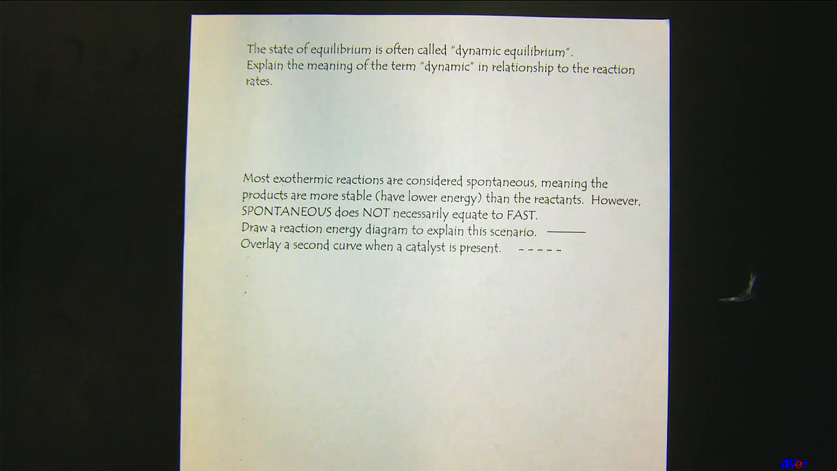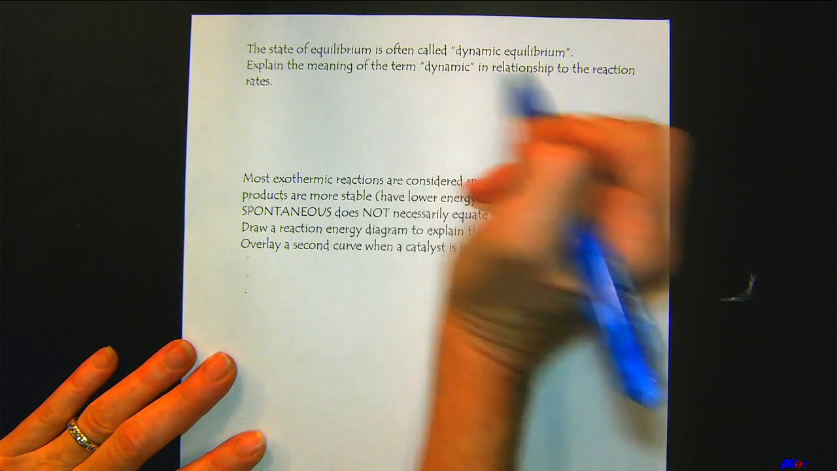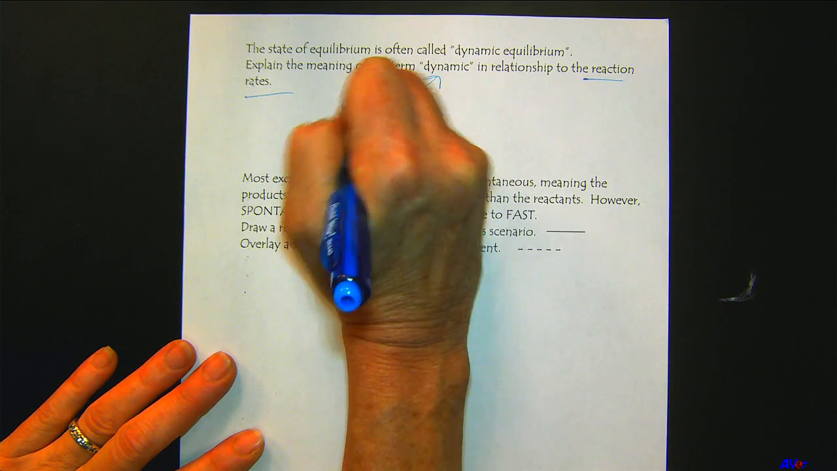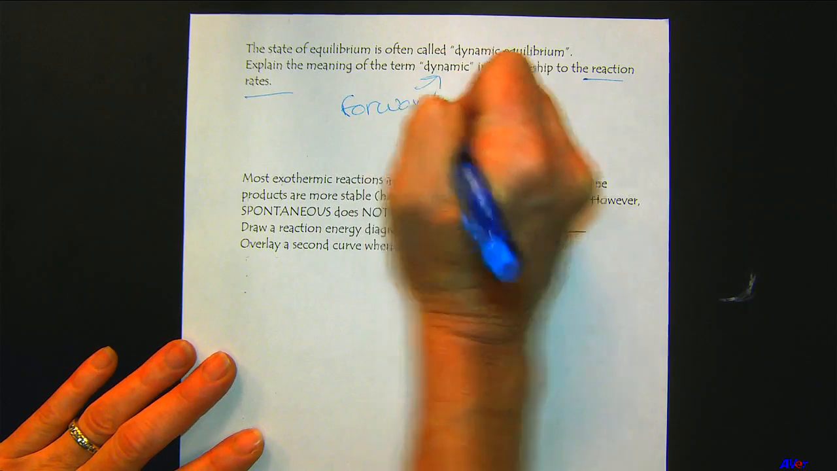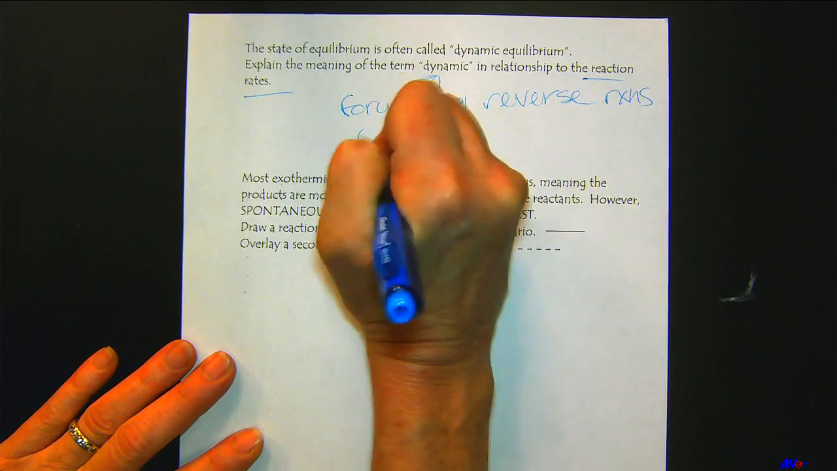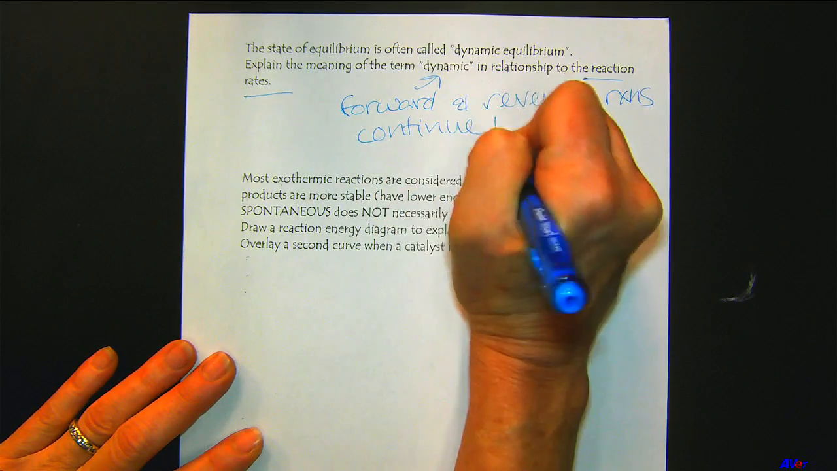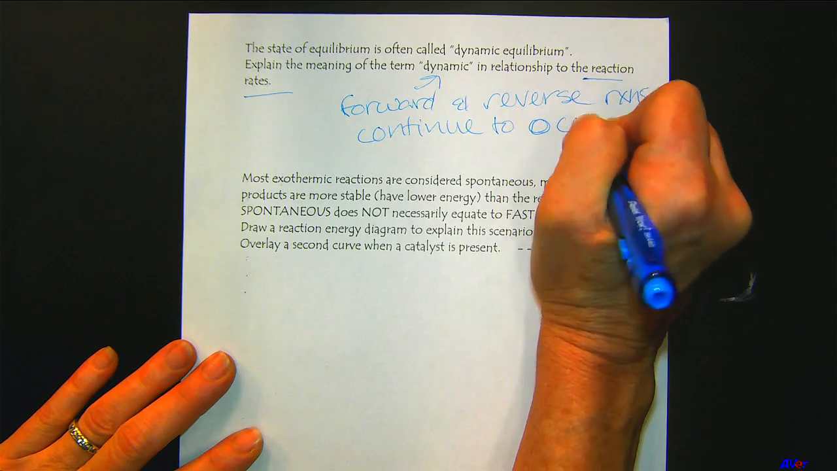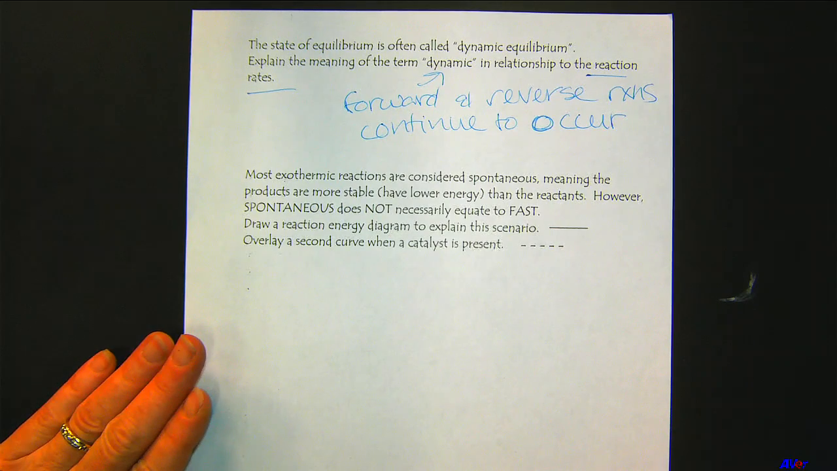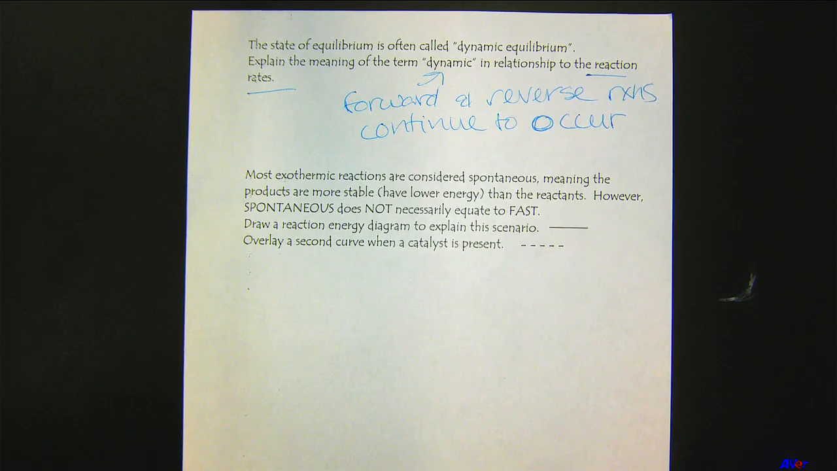It's often called dynamic equilibrium because of the reaction rates. It's a dynamic equilibrium because the forward and reverse reactions continue to occur. The unchanging concentrations of products and reactants are an illusion that there's nothing happening. On the surface it looks like nothing's happening, but inside the forward and reverse reactions are happening.